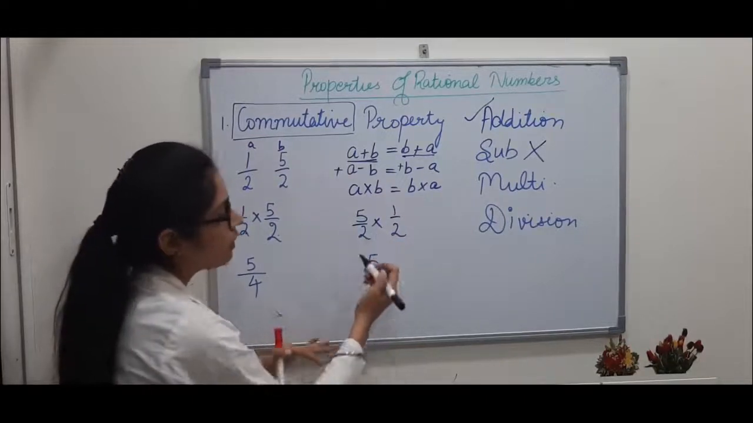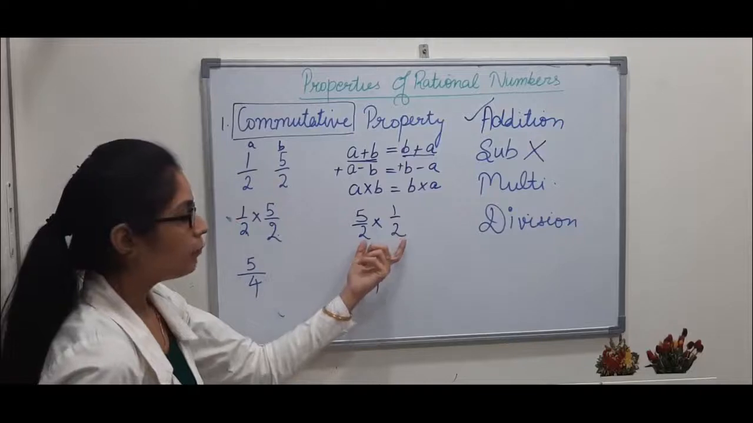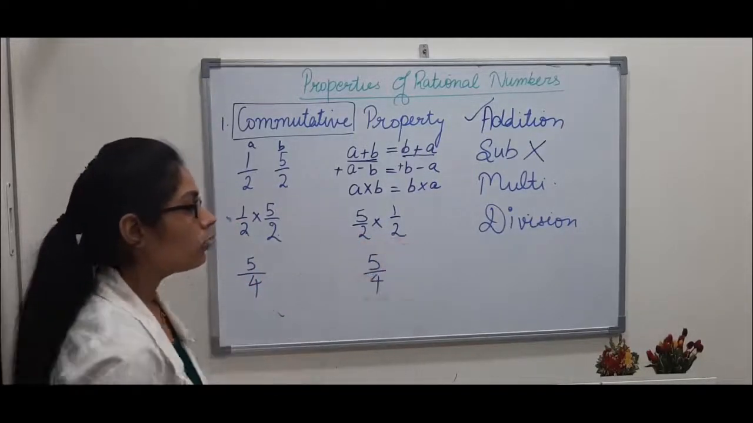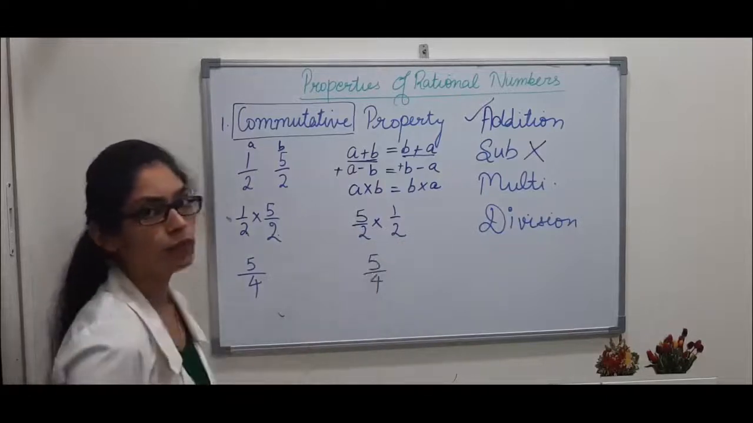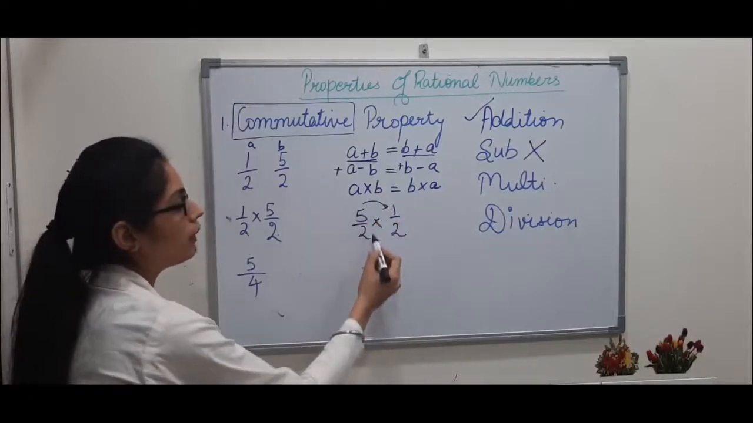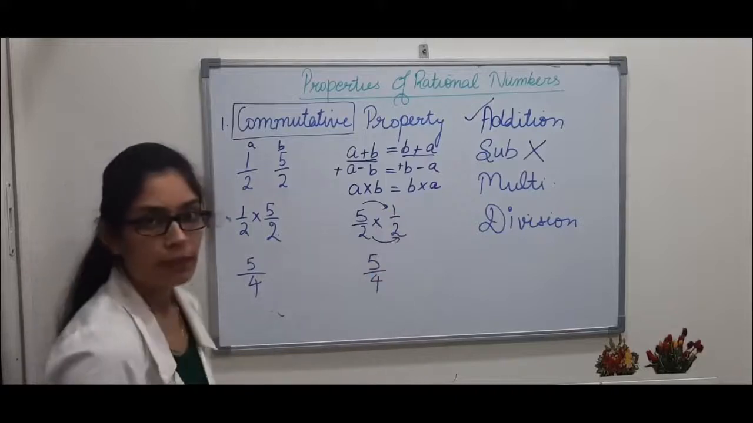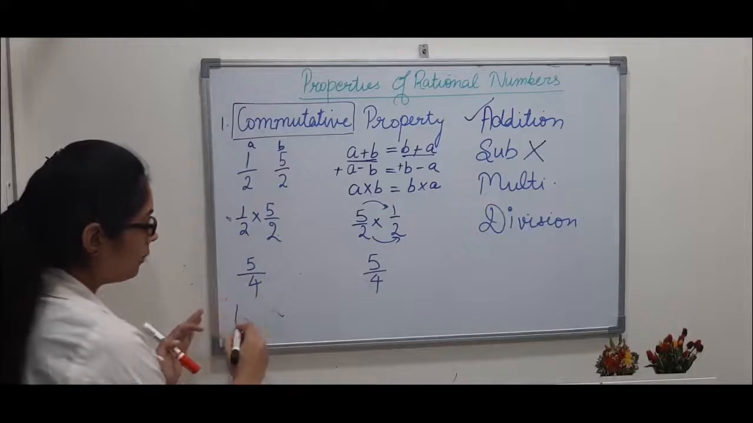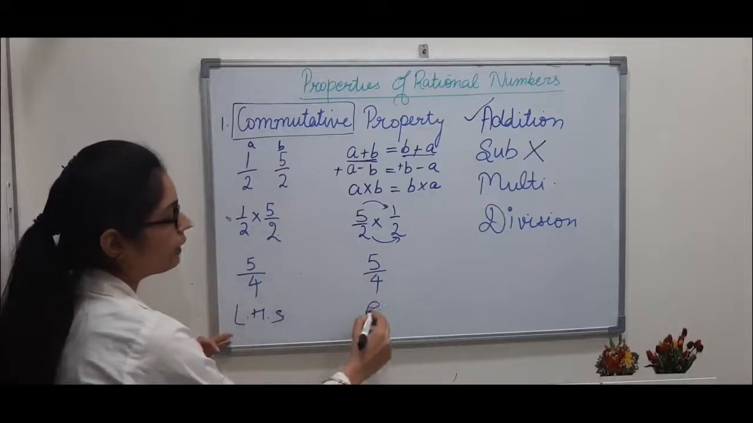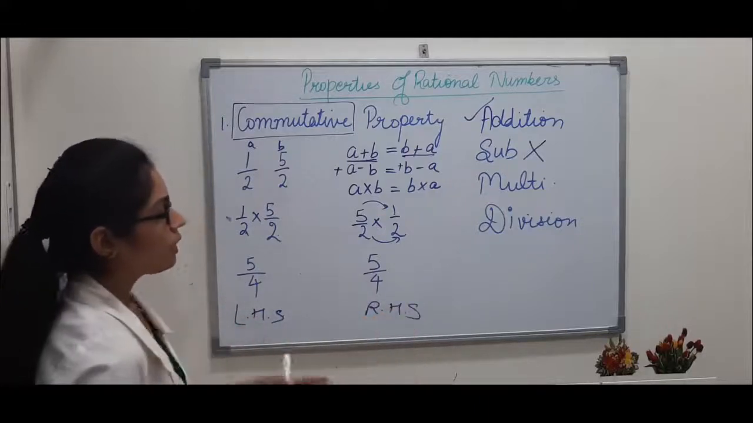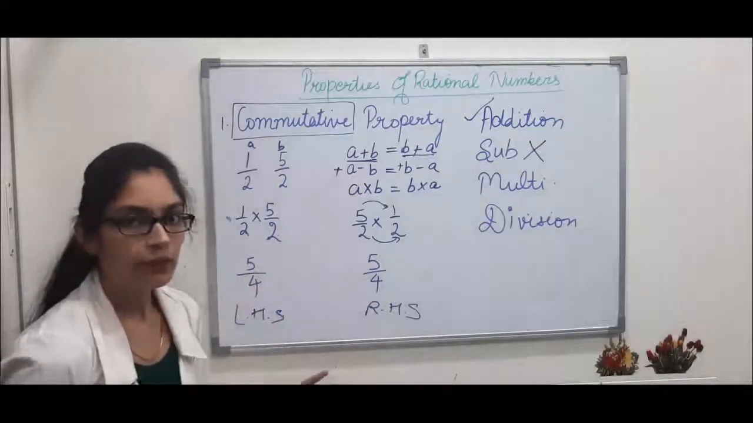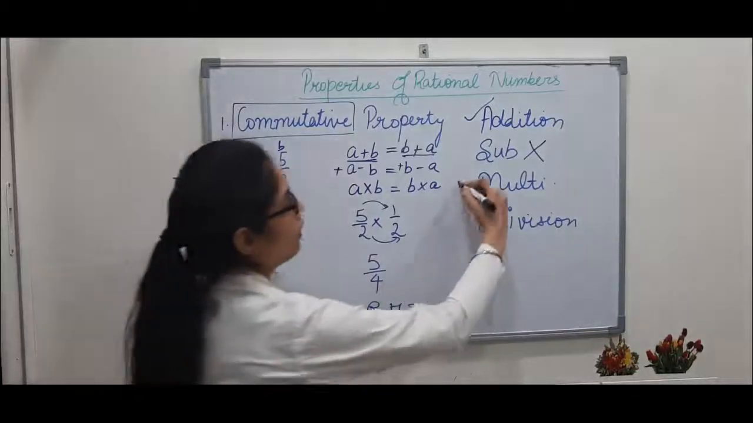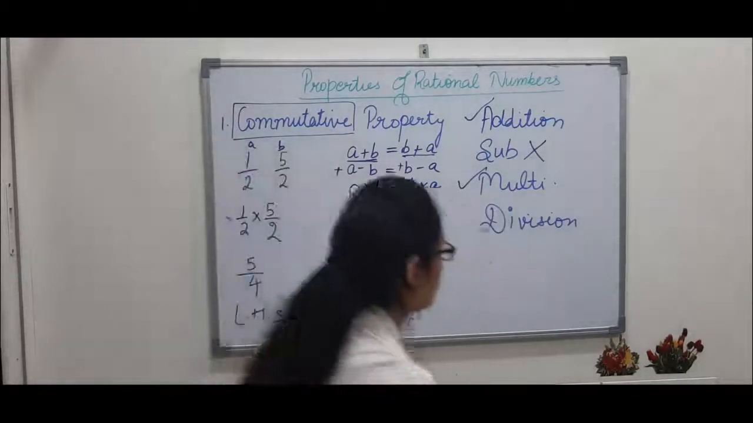So here again, while doing plus or minus, the LCM or the lower term we write only one time. But in multiplication you have to multiply the lower terms also. Upper terms get multiplied with one another and lower terms get multiplied with one another. So my answer will be 5 by 4. I can see my left hand side is equal to right hand side, which means multiplication of two rational numbers holds the commutative property.